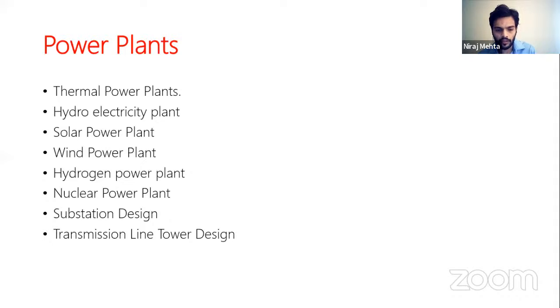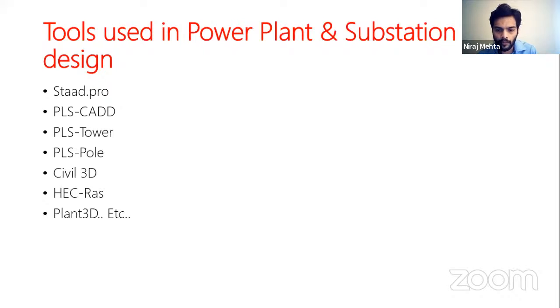Now, when we talk about power plants, these power plants are associated with substation and transmission line tower design. So let us see what the different tools used in power plant and substation design are. These tools are very widely popular. Again, STAAD.Pro is there. Then there is PLS-CADD. Then there is PLS-Tower. There is PLS-Pole. There is Civil 3D. There is HEC-RAS. There is Plant 3D.